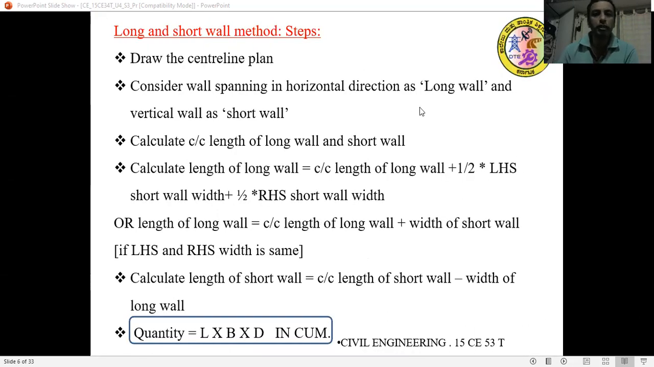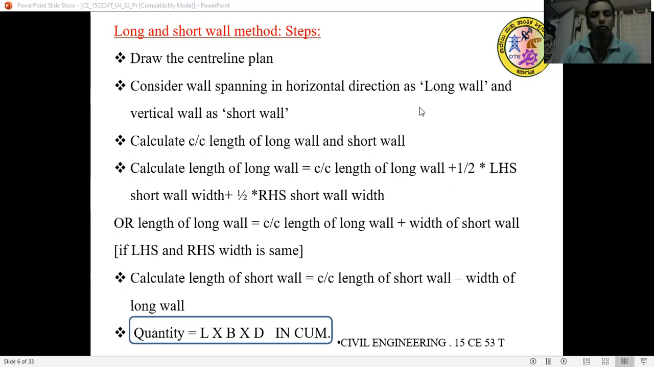Long wall short wall method steps. First, you have to draw the central line plan of the given drawing. Next, you have to consider the wall spanning in the horizontal direction as a long wall and the vertical direction as a short wall. After assuming the long wall and short wall, you have to calculate the center to center length of the long wall as well as the short wall.